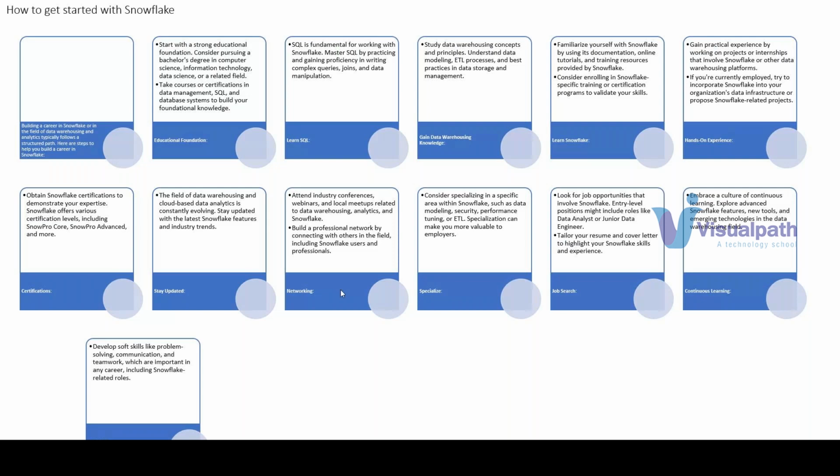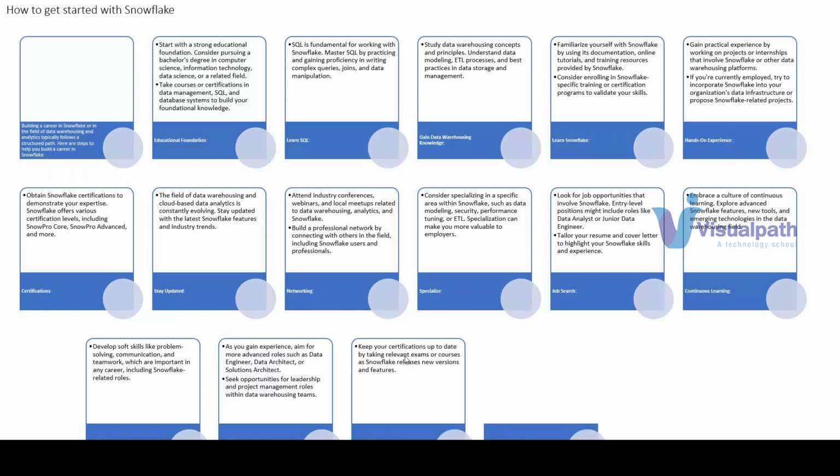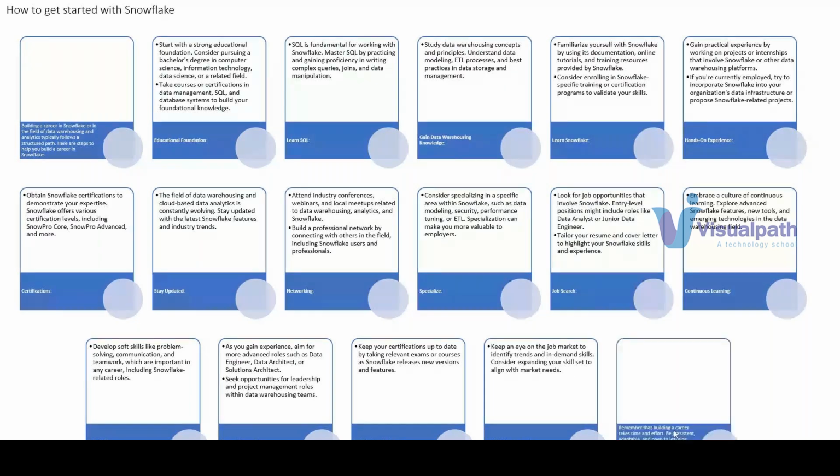Okay, career progression. These are all the things that we can do. Certification updates: keep your certification up to date. Job market search is also very important. Keep an eye on the job market to identify the trends and in-demand skills. Those are all the things you need to explore in order to do well in the market. So remember that building a career takes time and effort.